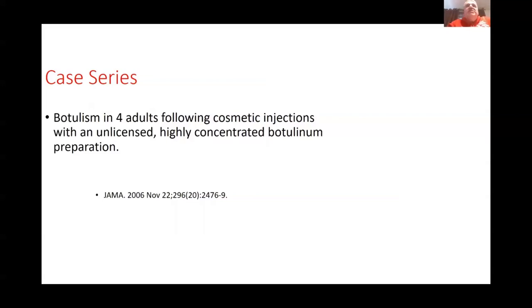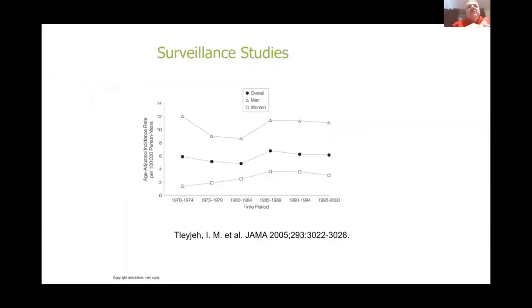Like case series, as I said, it could exceed one patient. We call it case series, and it can go from 2 up to 10s. So case series has no comparison group and can go from 2 up to 10s. Here, the example is botulism in 4 adults following cosmetic injections with concentrated botulinum preparation.